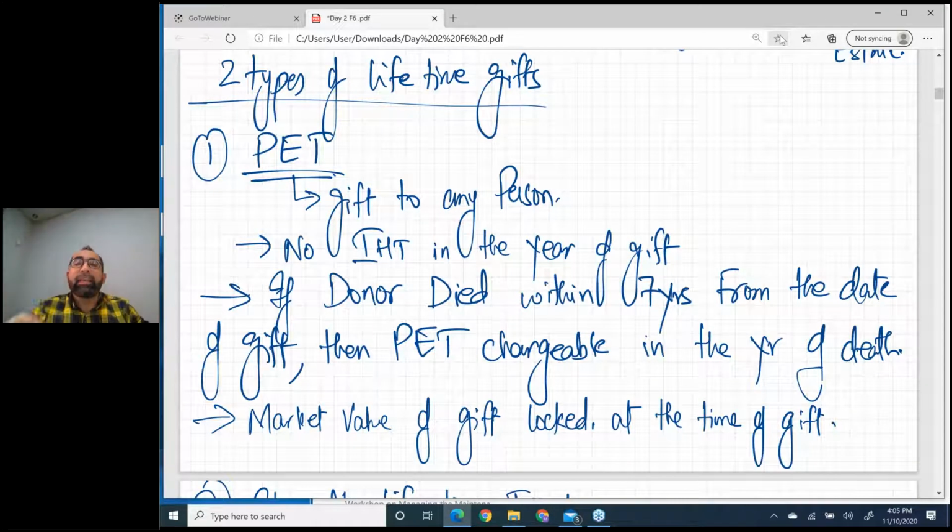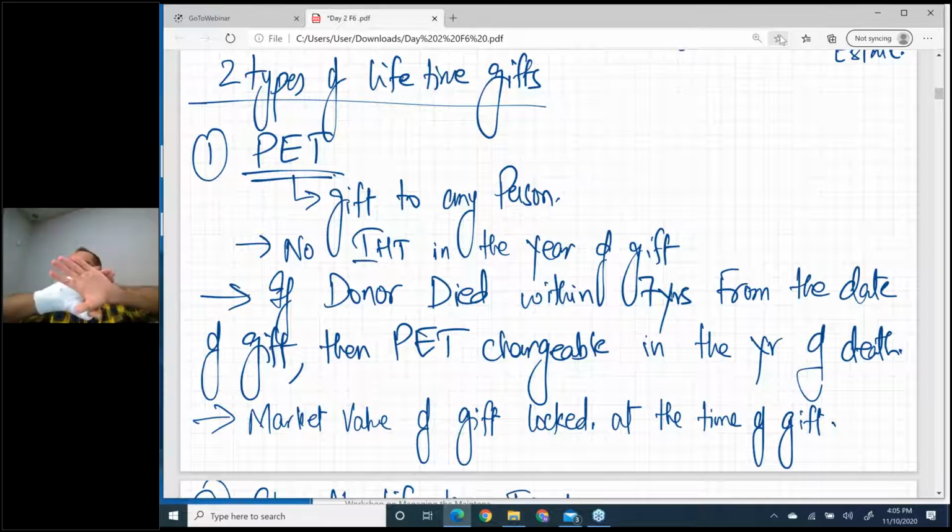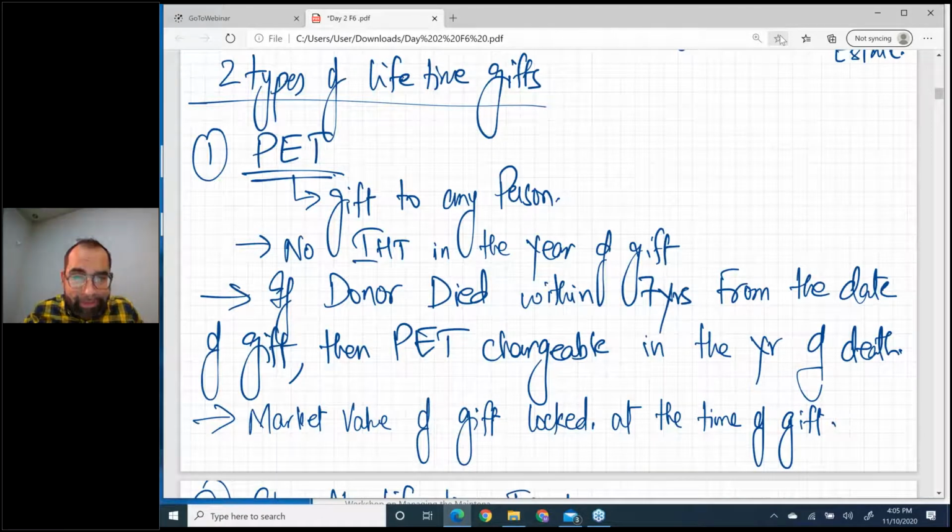It means in the year of gift, let us say I have given a gift to my son in the 15-16 fiscal year. I have given him a car or anything, right? So right now in the year of gift, there is no tax at all. No IHT implication, not even any calculation at all, right?